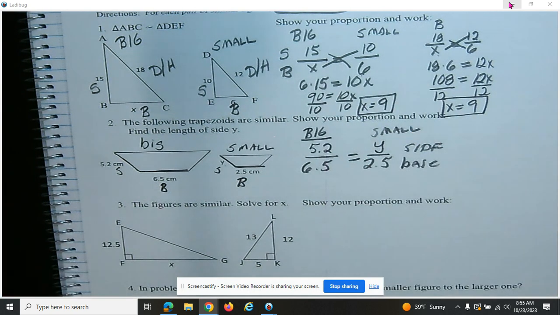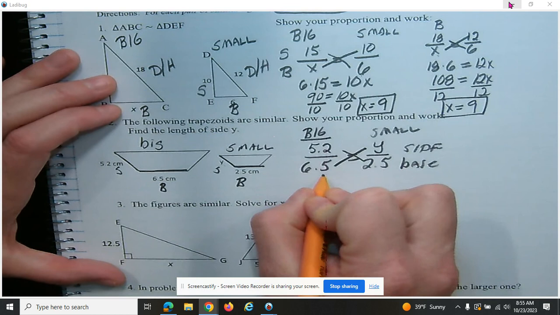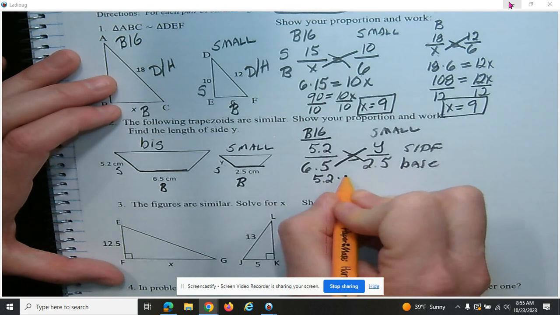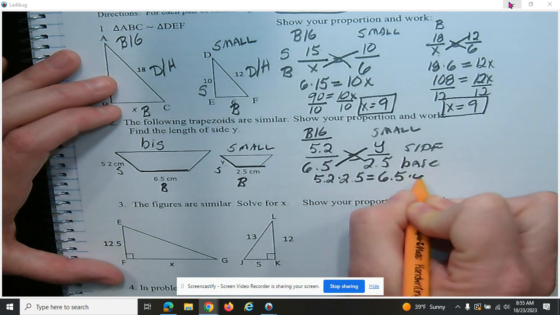Do you see how you have to label? It's just like with proportions with apples and money. You got to keep your labels together. How do I solve for y? Cross multiply. Okay? I'm going to say 5.2 times 2.5. I'm going to say 6.5 times y.